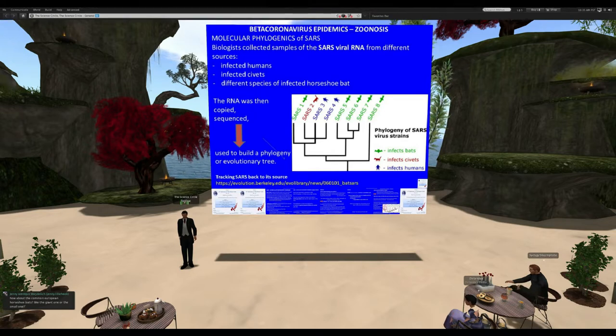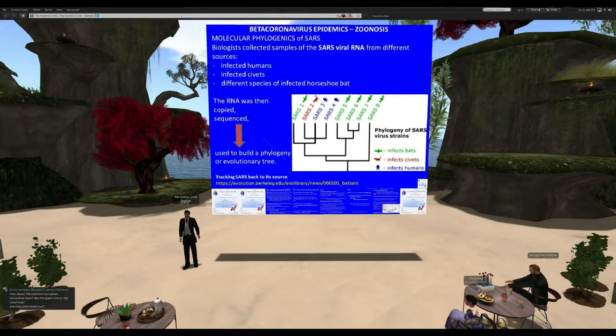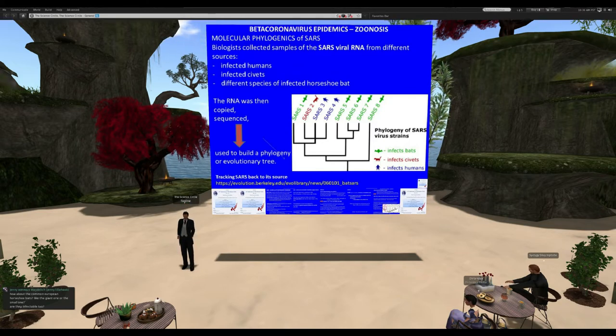David Baltimore and others, molecular phylogenetics, and you can use it to find the genealogy of an infection. See its family tree, and you see SARS there. It's right there with a bat. Types of viruses. It's nested.